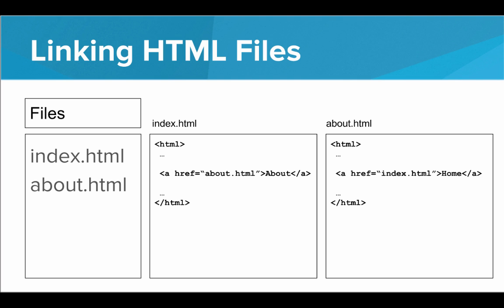So how do we link HTML files together? Well, let's say we had a website with two files, index.html and about.html. How do we make it so that the user can navigate from index to about and back? Well, all we have to do is put a link on our page, and the href, the reference for that link, should simply be the name of the file. So if I put a link to about.html from my index page, that will link to the about.html file. And if I put a link to index.html in my about.html file, that will link back to the index page. So that's how we can link two HTML files together.